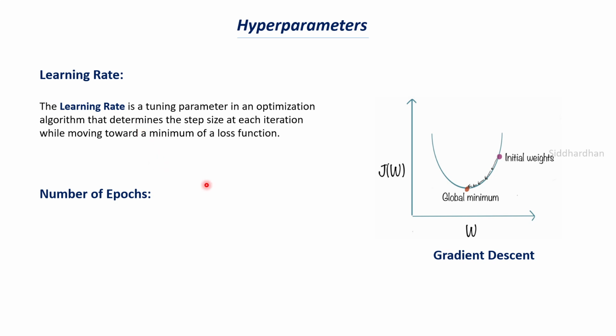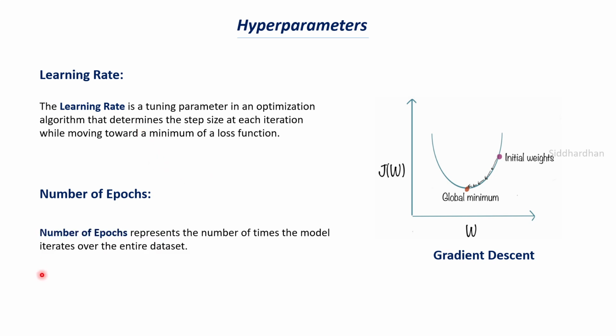And now we have the number of epochs. The number of epochs represents the number of times the model iterates over the entire data set. Okay. So let's say that we have 100 iterations. In that case, in each of the 100 steps, we will try to change the parameter value by some certain amount, so we will give some particular learning rate value. And number of epochs is like the number of iterations. So it is very simple.